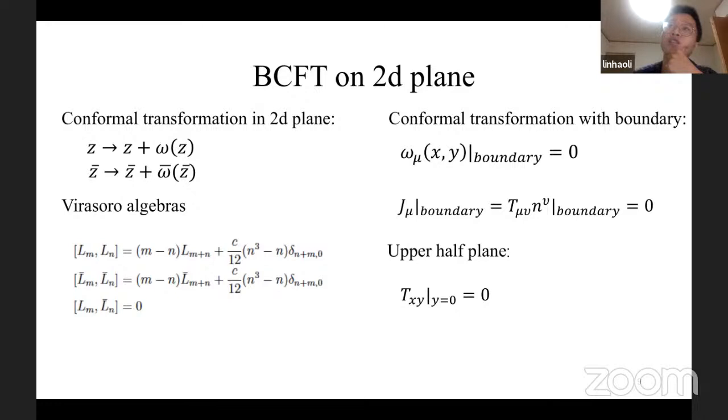Actually, I don't know. As far as I'm concerned, in the boundary conformal field theory, people don't discuss the global conformal transformation with a boundary. Okay, I see. Because I think the boundary should not be invariant under the global transformation. Maybe. I see.